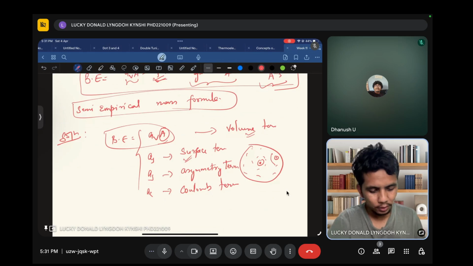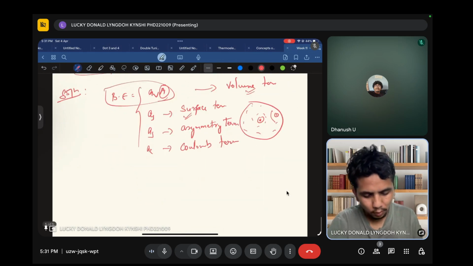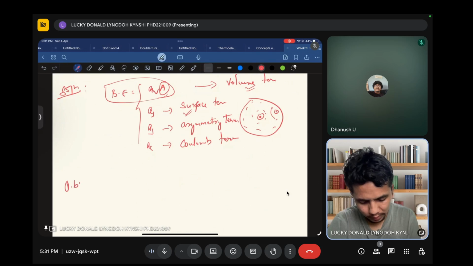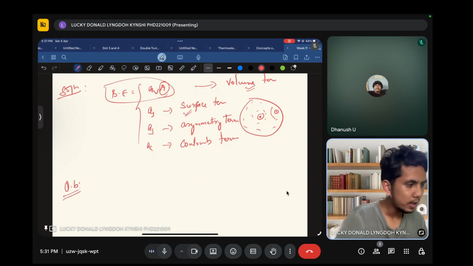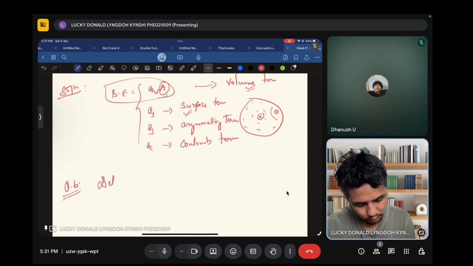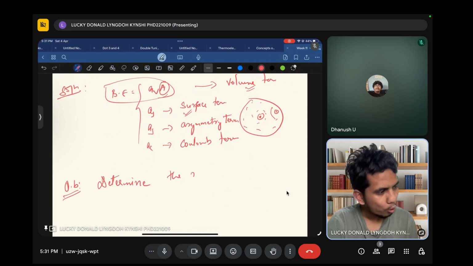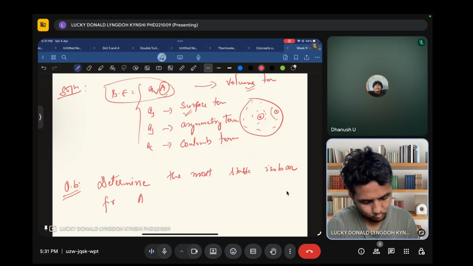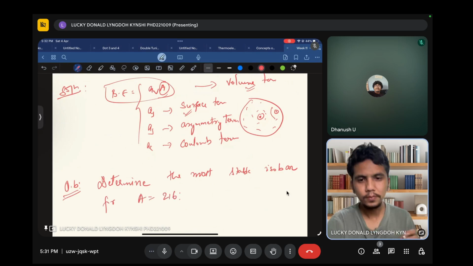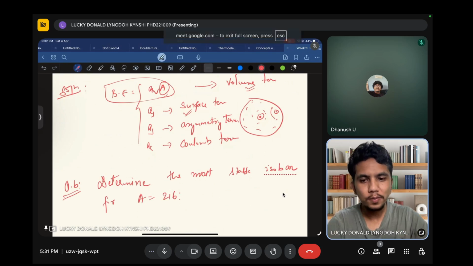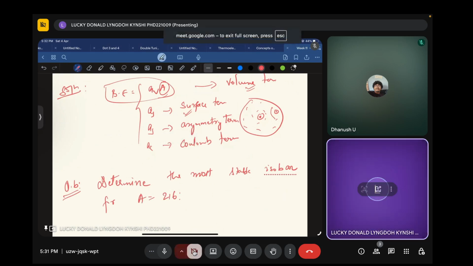Fine. Now your question number B is: determine the most stable isomer for A equal to 216. Just give me a minute, please. Just give me a minute.